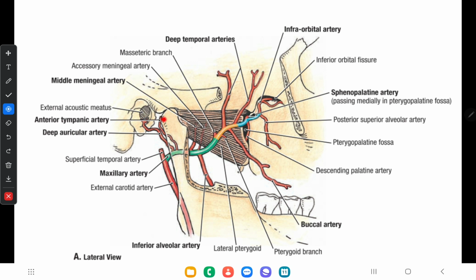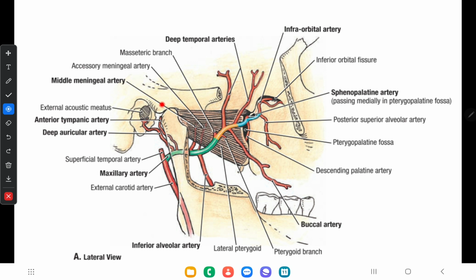Then the anterior tympanic artery enters into the tympanic cavity, or middle ear, through the pterygotympanic fissure. In this area, there is a fissure called the pterygotympanic fissure. So, the anterior tympanic artery enters into the pterygotympanic fissure and goes towards the tympanic cavity.